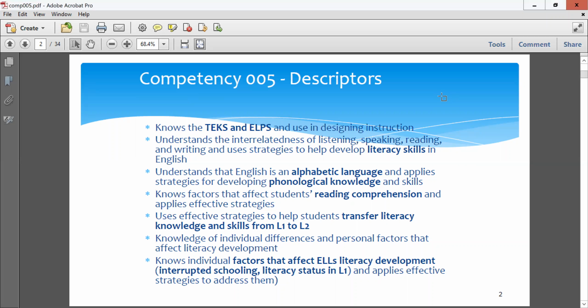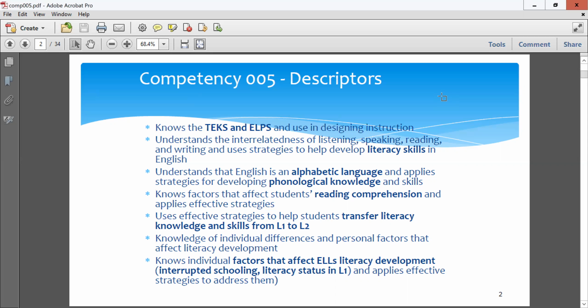Also, knowing the interrelatedness of the listening, speaking, reading, and writing domains, and using strategies to help develop literacy skills in English. Understands that English is an alphabetic language and applies strategies for developing phonological knowledge and skills. And then knows factors that affect students' reading comprehension and applies effective strategies. Also helping students transfer literacy knowledge and skills from the first language to the second language.